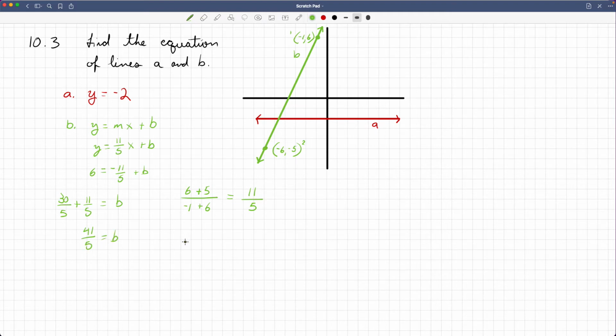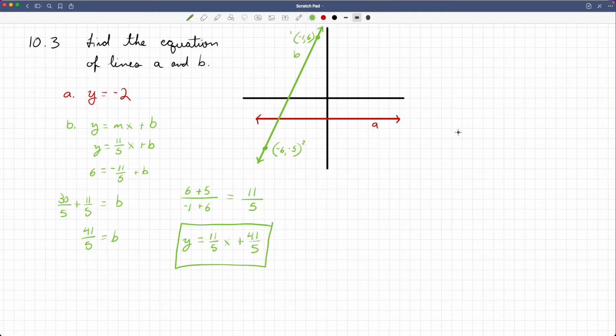So I can write y is equal to -11 over 5. Is that -11? No, it's not -11. That was just because it was -1. I looked at the wrong one. So it's 11 over 5 x plus 41 over 5. And that is my equation of the line for B.